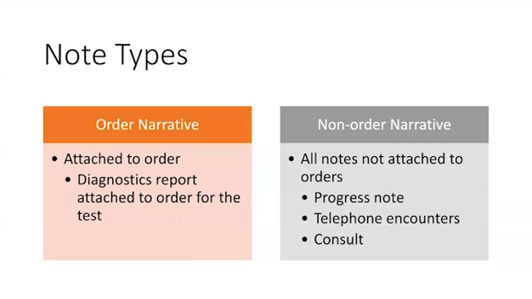So Immerse has 2 main types of notes, order narrative and non-order narrative. So order narrative basically means it's a note that's attached to an order. So let's say you have a CT scan that's ordered, then there's the report that comes with it. Or if you have a sonogram or an MRI, basically a note comes attached to it. And then non-order is basically not attached, so it's like a separate note on its own.